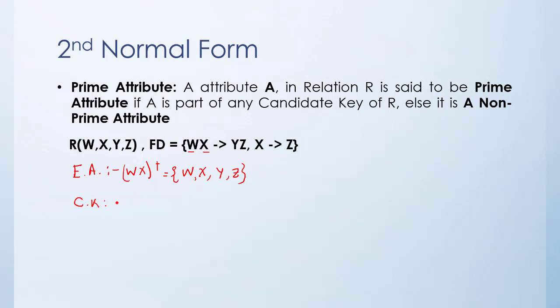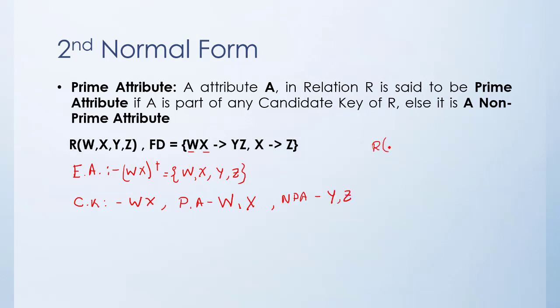Now, as the definition of a prime attribute is that it is an attribute present in the candidate key, we can definitely say that the prime attributes for this relation are W and X. Similarly, the non-prime attributes are Y and Z.